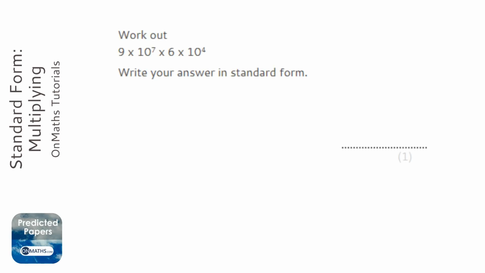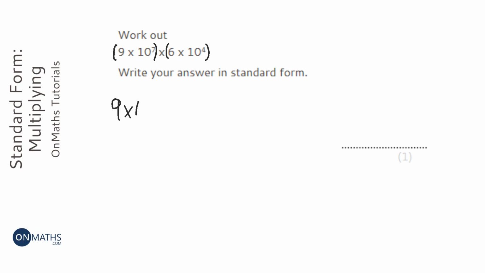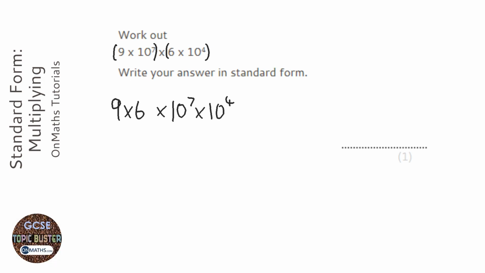So we've got two standard form numbers being multiplied together. We've got this number here and we've got this number here. So what we do is just rearrange it to put the numbers together and the powers of 10 together. And we can do that because when you're multiplying, it doesn't matter which order you multiply things. So 9 times 6 is 54.